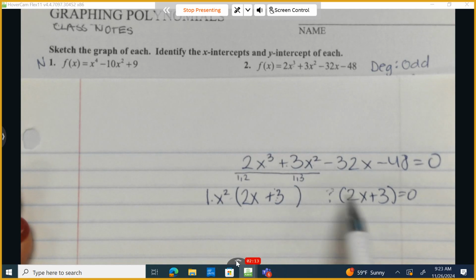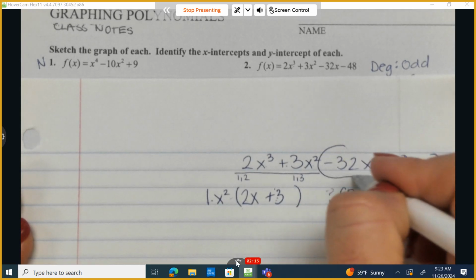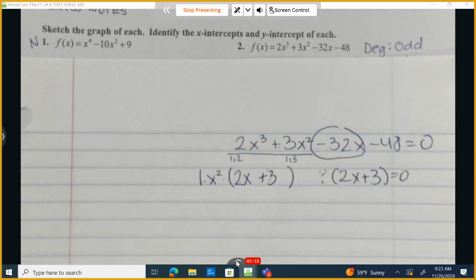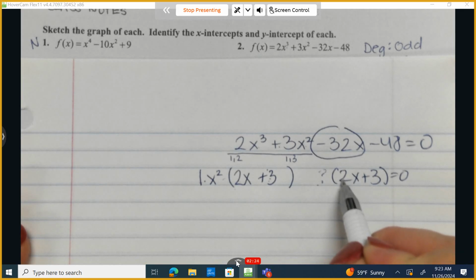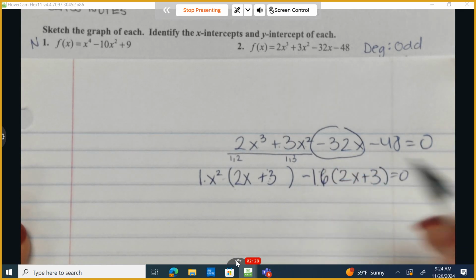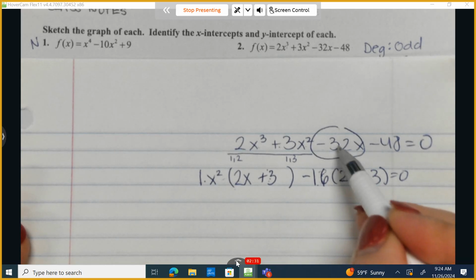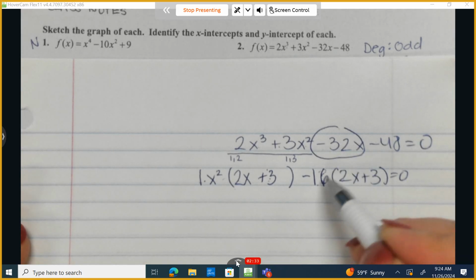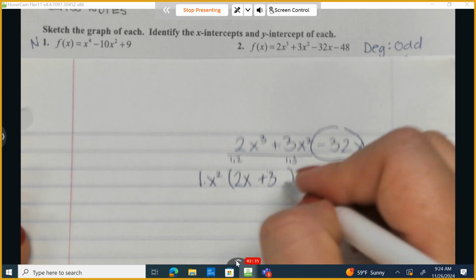So what value times 2x achieves a negative 32x? You maybe need to take a calculator if you're not great with mental math and take negative 32 and divide it by 2. What number times positive 2x gives me a negative 32x? The answer is negative 16. Negative 16 times 2 is negative 32. I have the x. And negative 16 times 3 is negative 48.